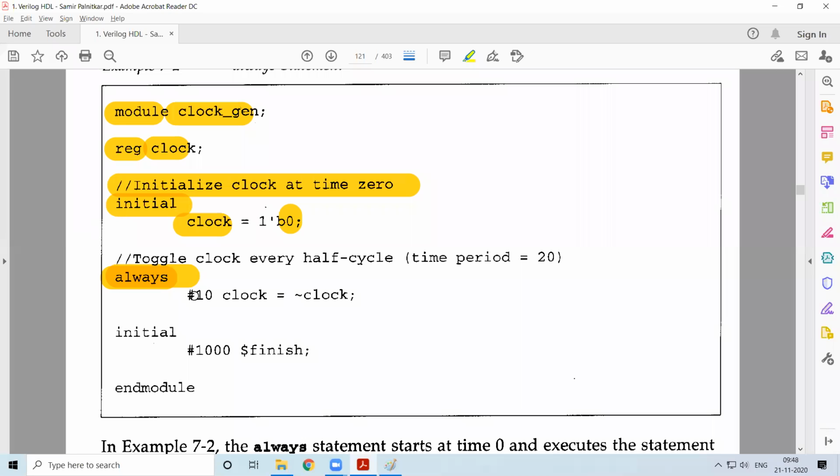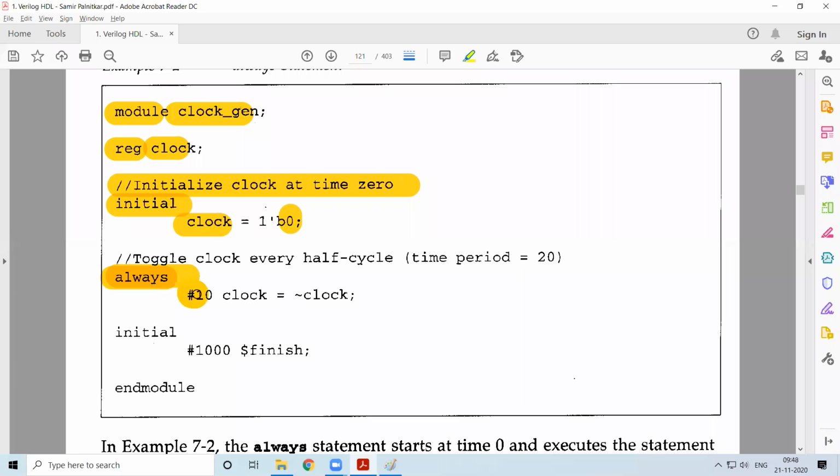Now, if you don't specify a delay over here, for example, if this statement is not there and you directly use clock is equal to tilde of clock, there will be a problem associated with this. We'll discuss that also. Now we'll just come back to the always statement. In the initial statement, you are initializing the clock value.